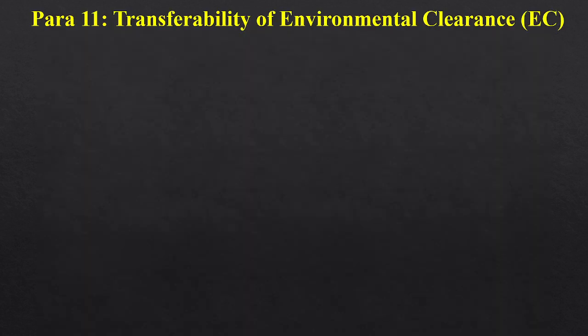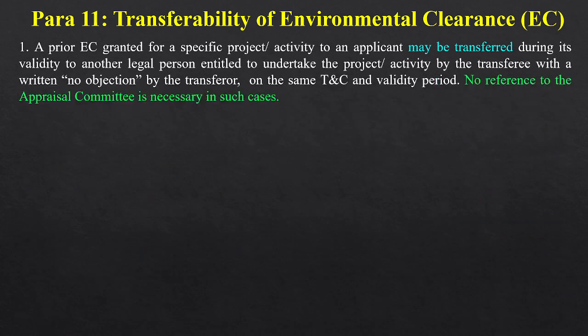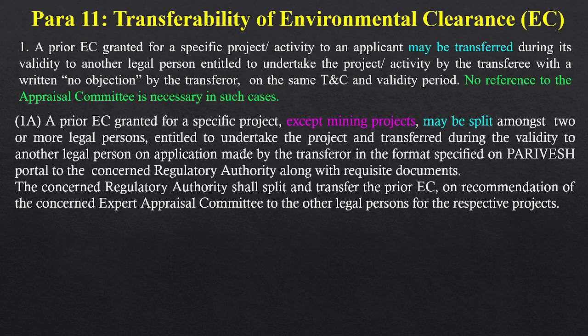Para 11 is on transferability of environmental clearance. A prior environmental clearance granted for a specific project or activity to an applicant may be transferred during its validity to another legal person entitled to undertake the project or activity by the transferee, with a written no objection by the transferor, on the same terms and conditions and validity period. No reference to the appraisal committee is necessary in such cases.